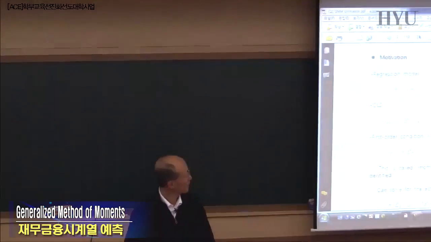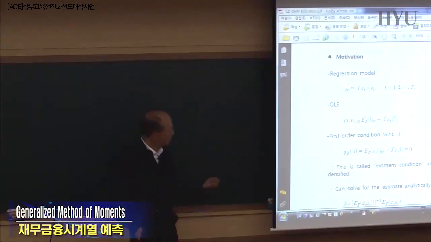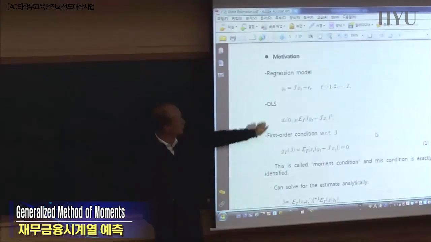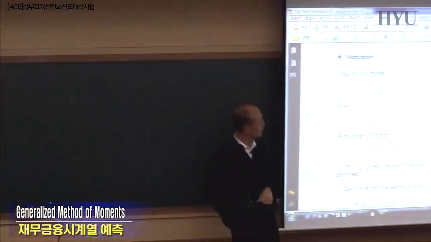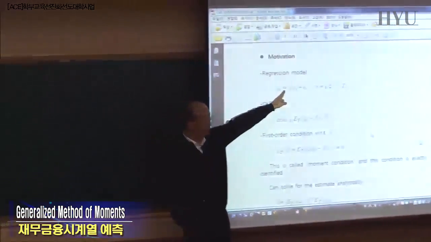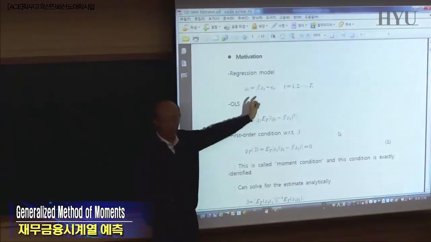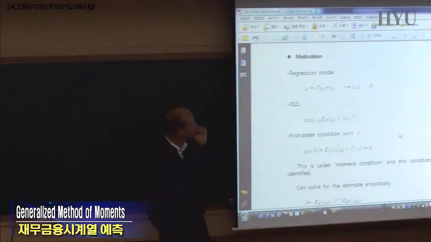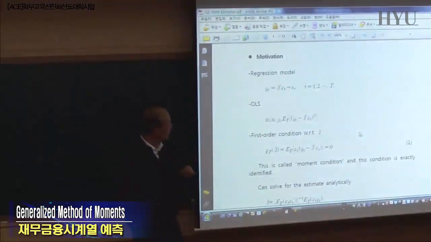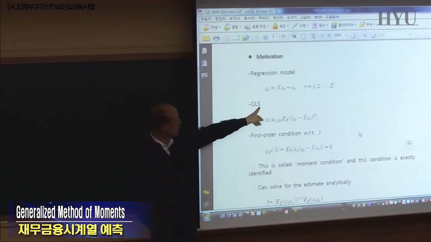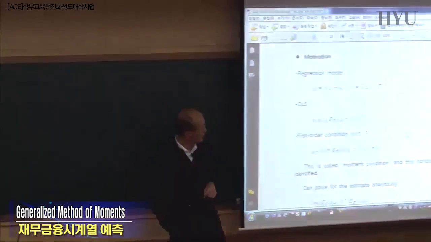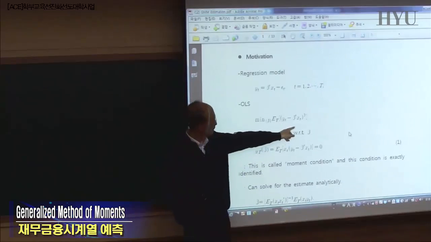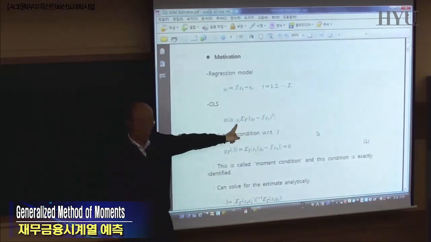The simplest kind of situation is to run a regression, a linear regression. So it could be a simple regression without an intercept term, or it could be a multiple regression. And ordinary least squares estimation is to basically calculate this quantity and minimize it with respect to beta.